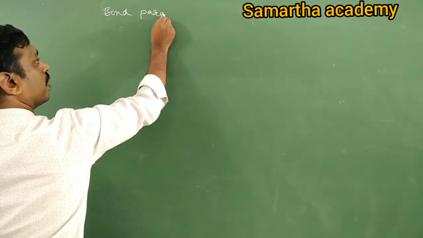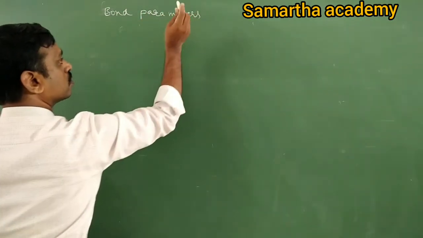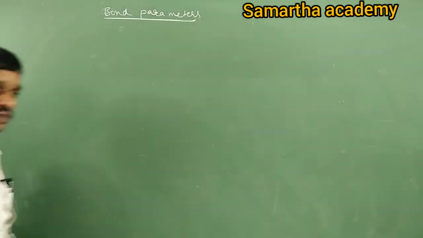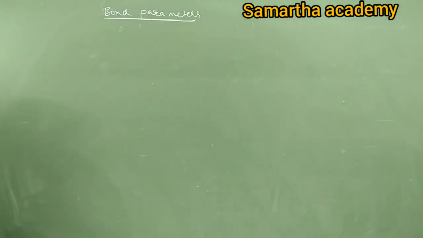Bond parameters. Now we have completed covalent bond, ionic bond, and dative bond also. We studied more about covalent bond, and there are many concepts about it. When you study covalent bond, it has some important parameters. Every covalent bond has its length, which we call bond length. Every bond has an angle, that is bond angle. Every bond has bond energy.